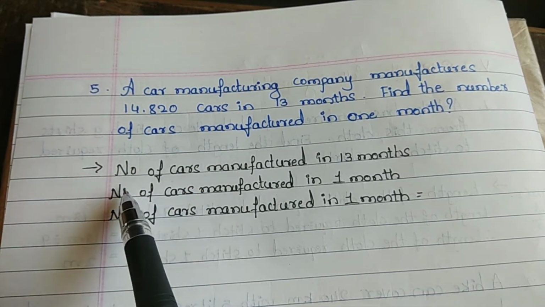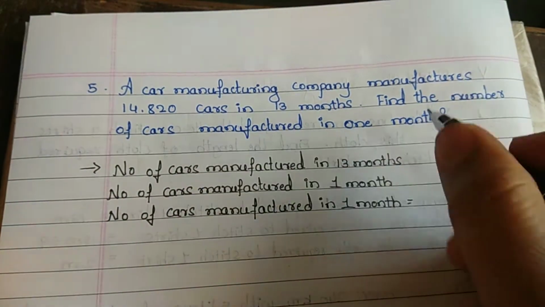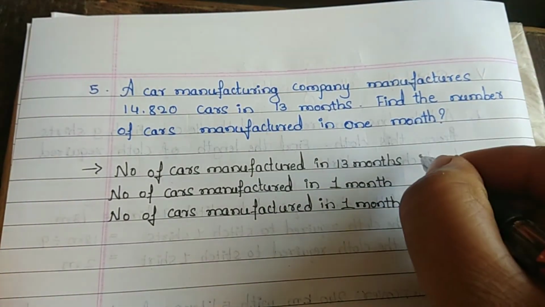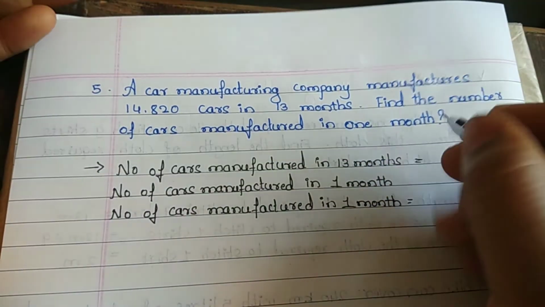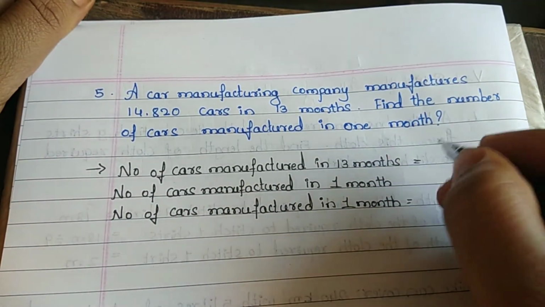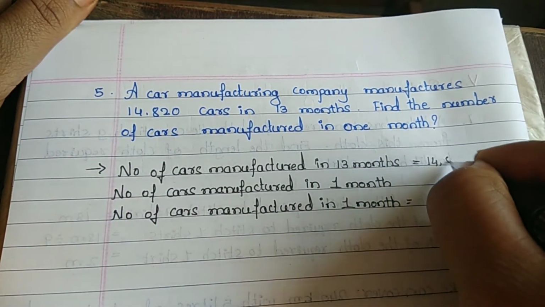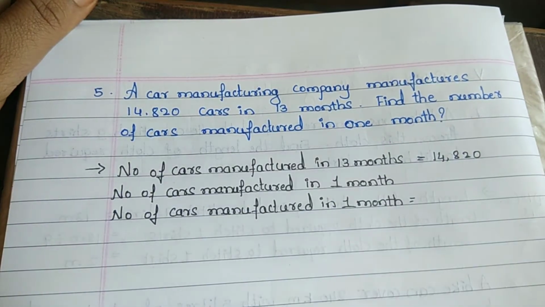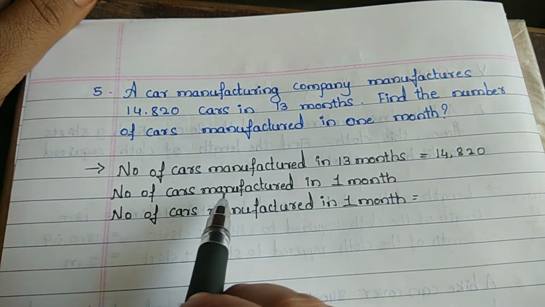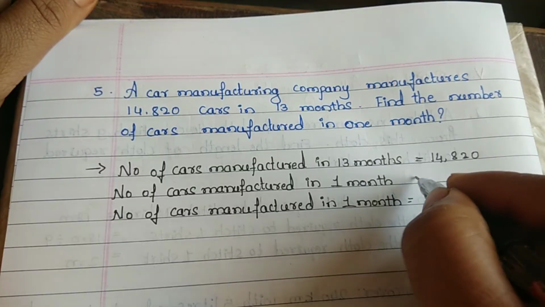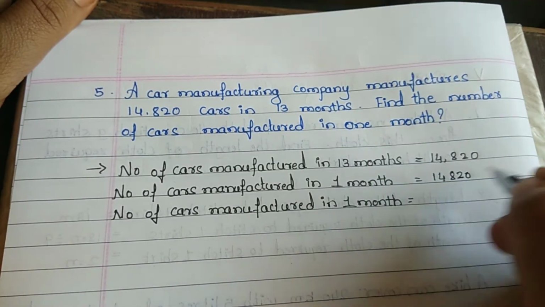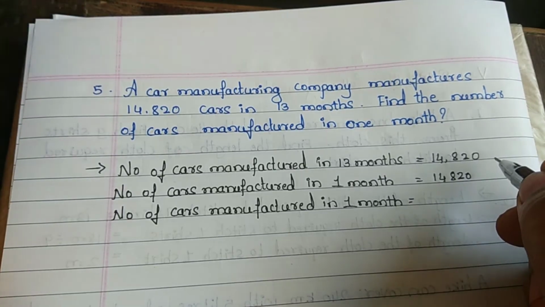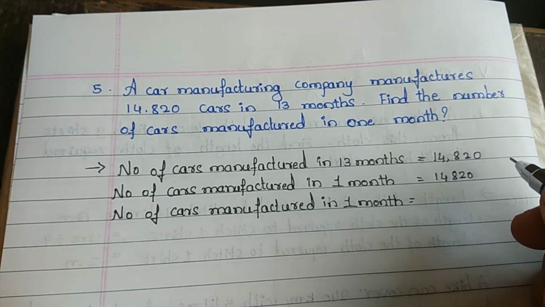Okay, write down number of cars manufactured in 13 months. Okay, in 13 months how many cars it manufactured? That is 14,820. Okay, then number of cars manufactured in 1 month, we don't know that. 14,820 then divided by how much? Divided by 13. Okay.